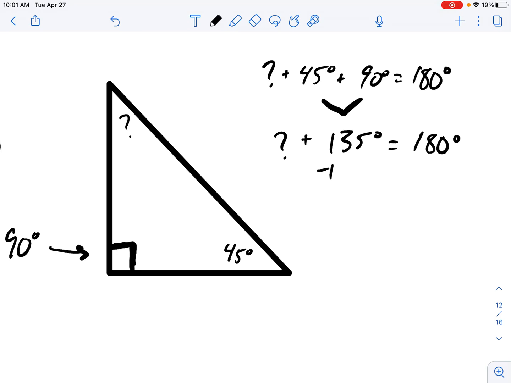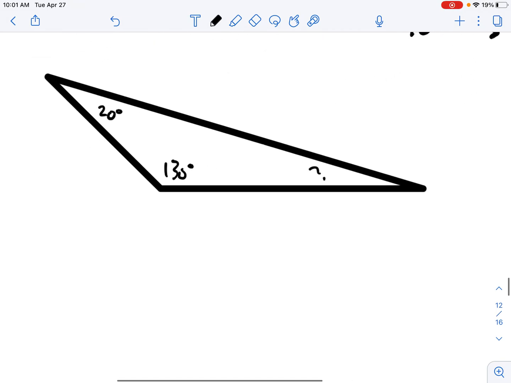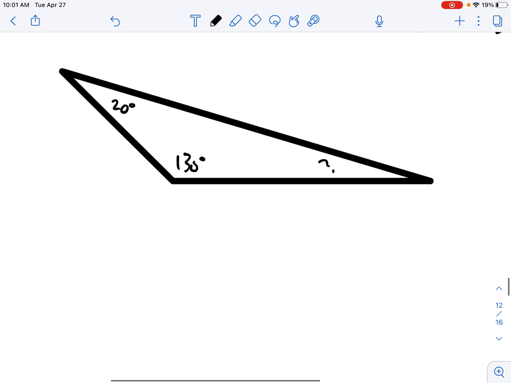The way you get rid of plus 135 is by doing minus 135, right? So these cancel out and we're left with question mark equals 45 degrees. Okay, so this is 45 degrees. And finally, we'll do one more. Here's an obtuse triangle, okay?